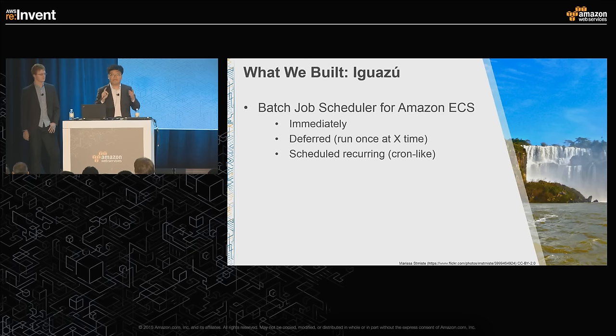It has three modes. Either you can run a job immediately, or you can run a job in a deferred manner. For instance, run a job 2 hours from now, or run a job at 9 p.m. tomorrow. Or you can run it in a scheduled recurring or cron-like manner. Say, run a job at 2 p.m. Mondays through Thursdays every week.